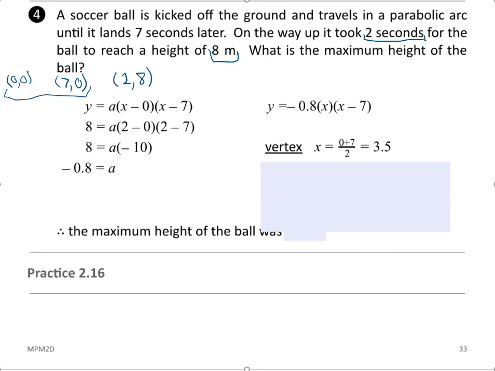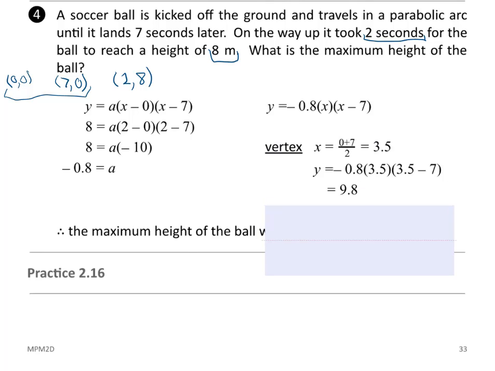So you'll have negative 0.8 times 3.5 times 3.5 minus 7, which is exactly what's here. Just solve for y now. Do your multiplication, you get 9.8. Therefore, the maximum height of the ball is 9.8 meters, and it occurred at 3.5 seconds. It doesn't ask when it happens, just asks what the maximum height is. So this is a perfectly valid therefore statement.